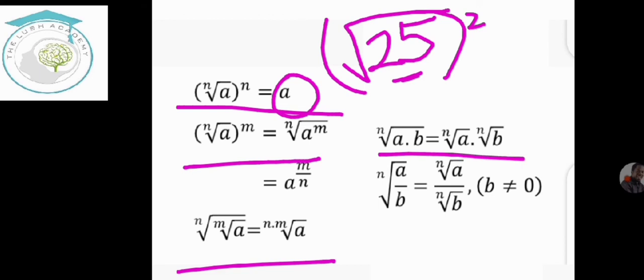Okay, a dot b, the nth root of a dot b is equal to the nth root of a dot the nth root of b. Then the last one I have here, a over b, the nth root of a over b is equal to the nth root of a over the nth root of b, just as long as b is not equal to 0. So this is what we have, and thank you very much for listening.